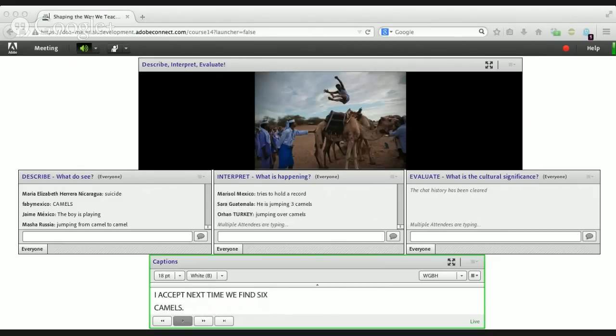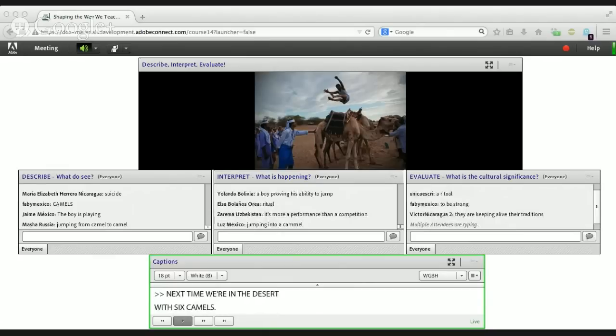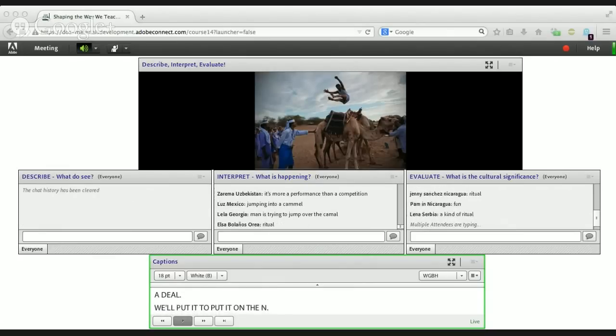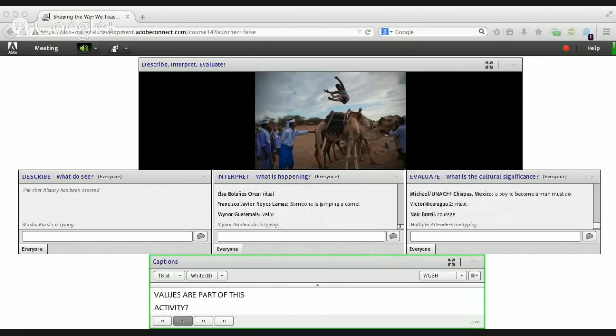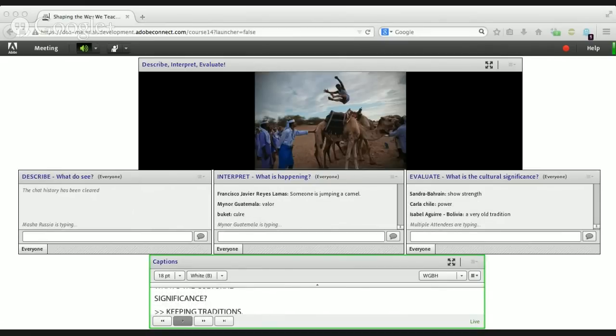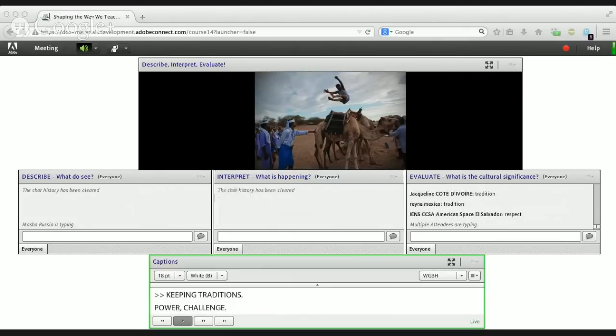Okay, question number three. Remember, this is difficult, so do your best to guess. What cultural messages or cultural values are part of this activity? What's the cultural significance? Third box. Keeping traditions, great. Power, challenge. Become a boy to a man, rite of passage. Remembering their roots. Coming together.